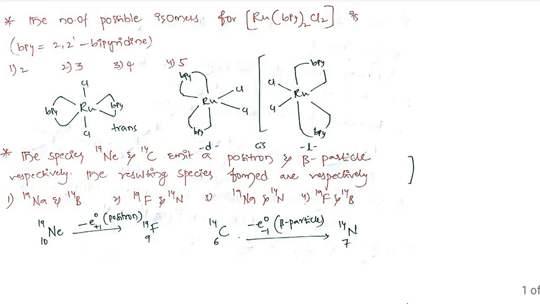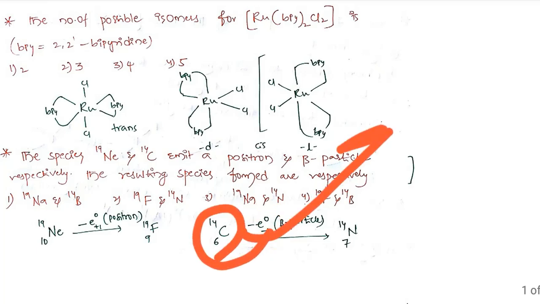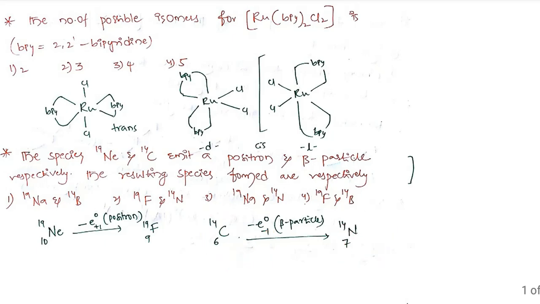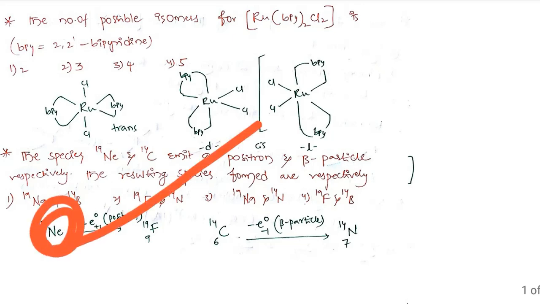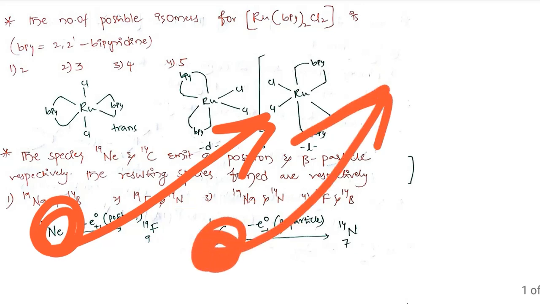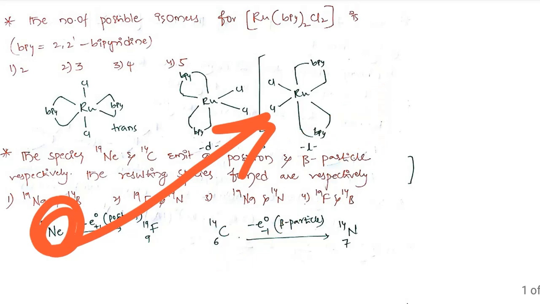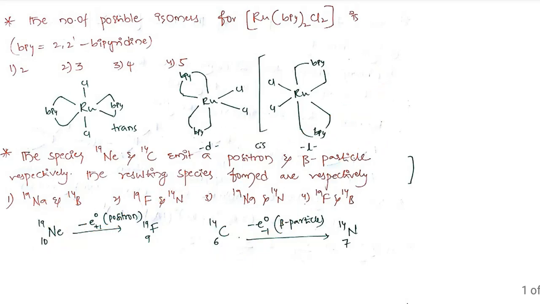Okay, and next one, here C-6, 14, by the emission of a beta particle. So this is a beta particle, so minus 1, that means whenever a beta particle is emitted by the nucleus, one atomic number increases. Okay, so N-7, 14. So just remember that whenever a nucleus emits a positron, one atomic number decreases. Whenever a nucleus emits a beta particle, one atomic number increases. Okay, just keep these points in your mind.